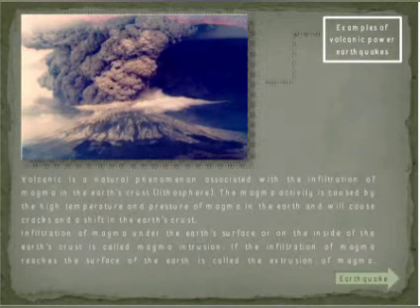Volcanism is a natural phenomenon associated with the infiltration of magma in the earth's crust or lithosphere. The magma activity is caused by the high temperature and pressure of magma in the earth and will cause cracks and a shift in the earth's crust. Infiltration of magma under the earth's surface or on the inside of the earth's crust is called magma intrusion. If the infiltration of magma reaches the surface of the earth, it is called the extrusion of magma.